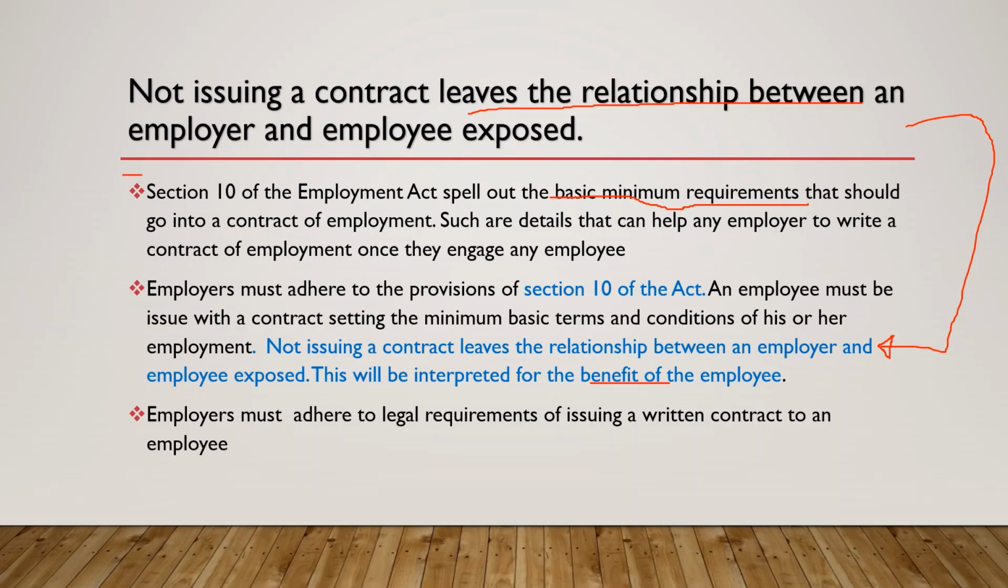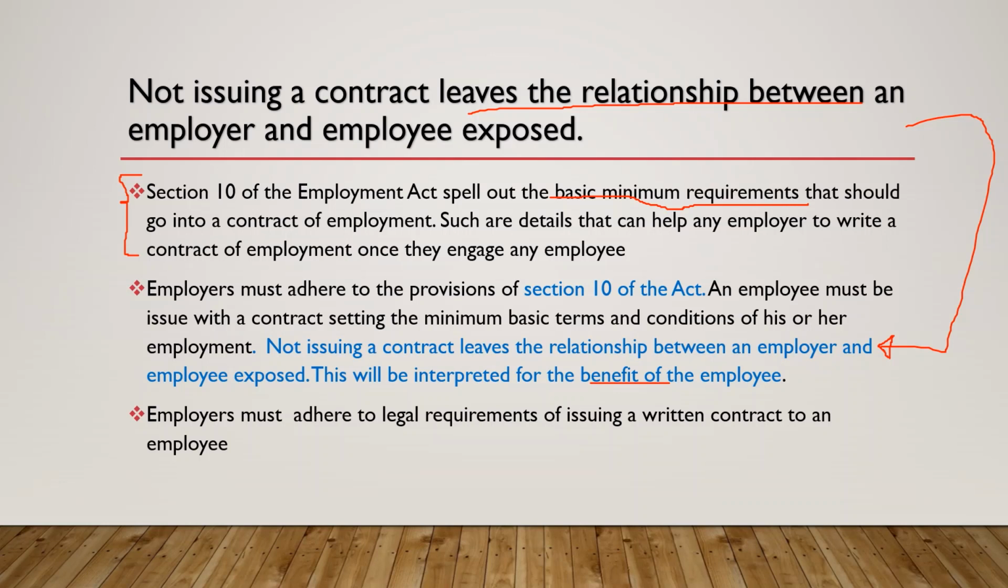So, if a person wants to draft a contract of employment, the guideline is already set out under Section 10 of the Employment Act of Kenya. And we need to appreciate that the details set out in this particular section help the employer to write a contract of employment once he or she engages an employee. It's very important that a contract is reduced into writing, and it is also a legal requirement according to the Employment Act of Kenya. And once this is taken for granted, then the contract may be interpreted for the benefit of an employee.